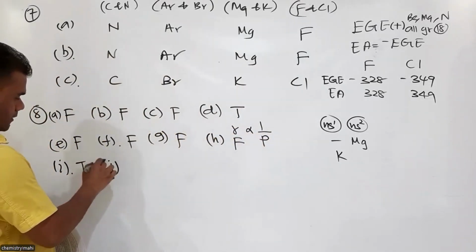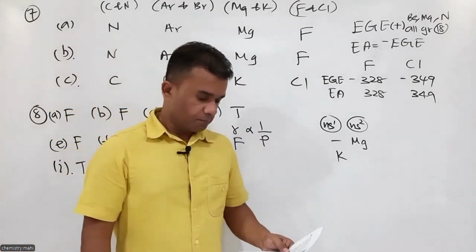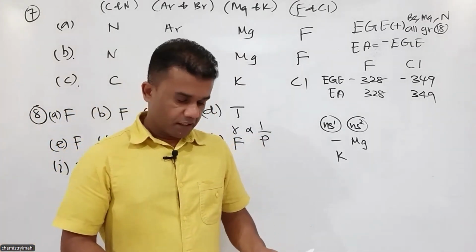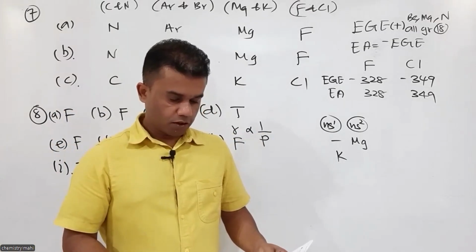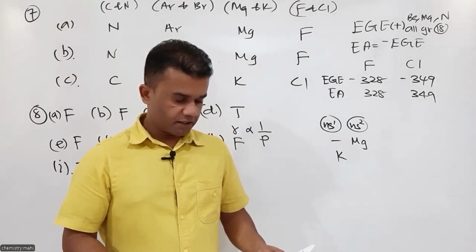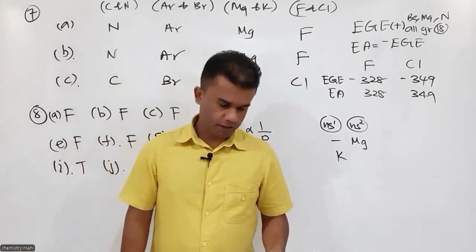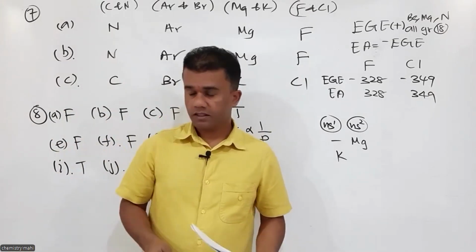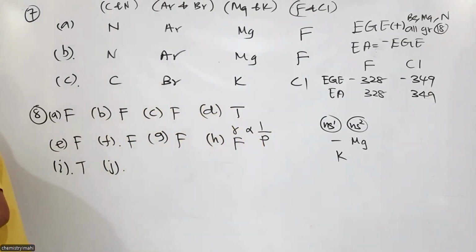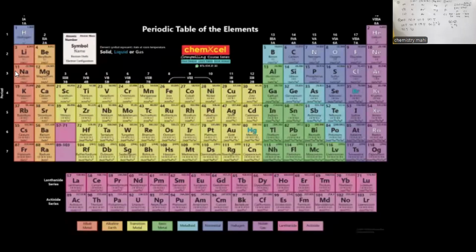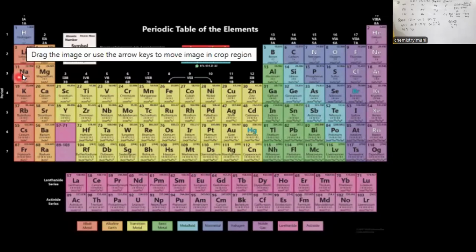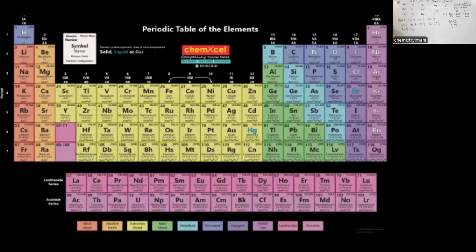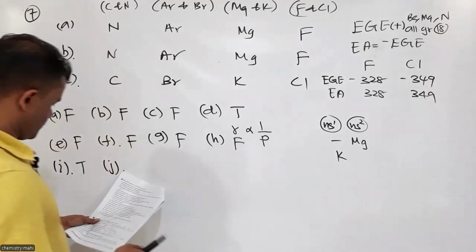That's the highest. J: third period of the periodic table contains 18 elements because the third quantum shell includes 3s, 3p, 3d orbitals. The third period starts from sodium. Let's look at the periodic table. What is the third period? This one is the first period, second period, third period. Third period, how many? 2 and 6. There are only 8 elements. False.